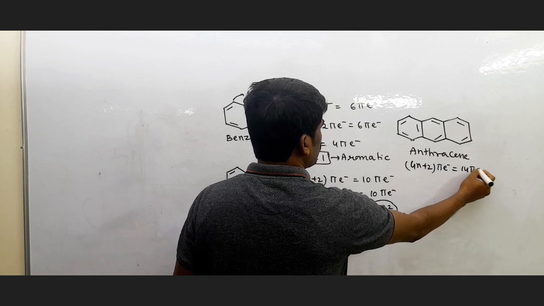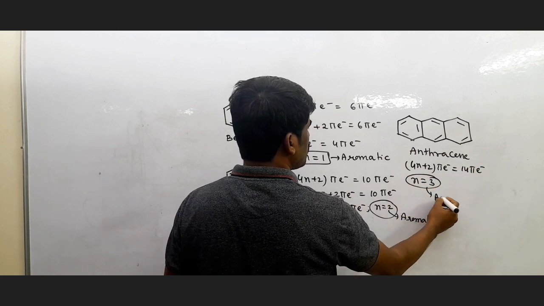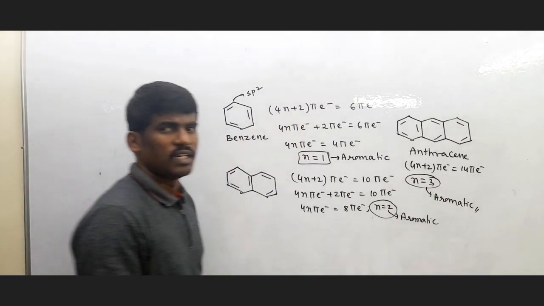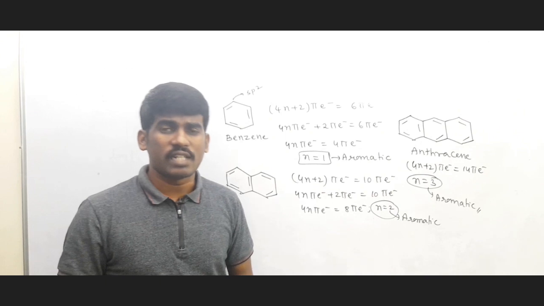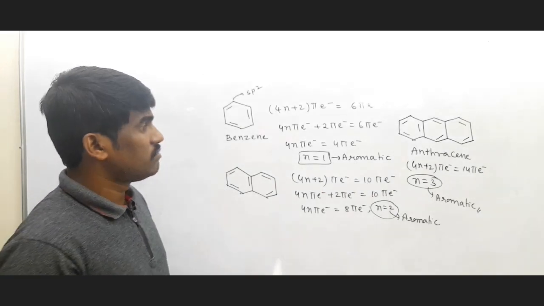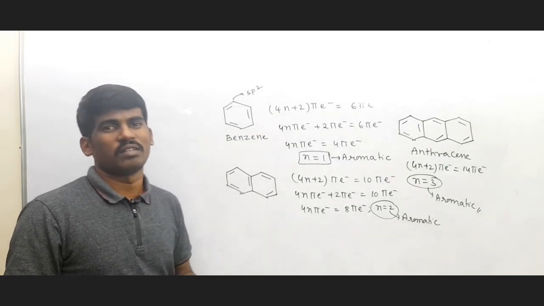Then 14 pi electrons are present. Then n value will be 3. If n value is 3, in the sense this compound is taken as an aromatic compound. Like that, any compound, if it satisfies the above conditions which I mentioned, and if it obeys Huckel's rule, those compounds are considered as aromatic compounds.